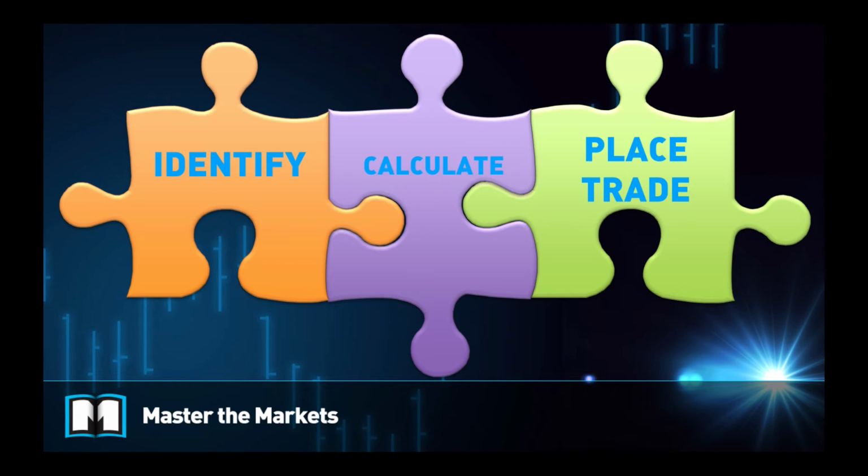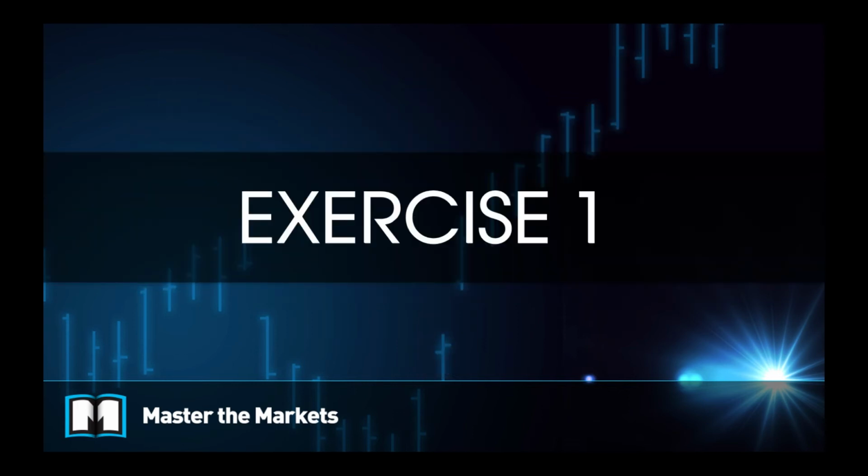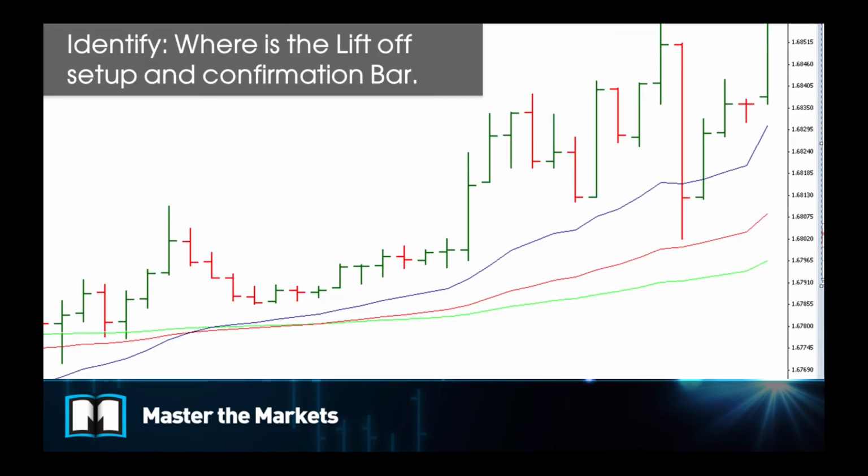Let's start by looking at the identify section. We'll work onto that first in exercise 1. So this is exercise 1, and let's have a look at the chart. Your objective on this chart, and you can pause the video here, is to identify exactly where the Liftoff setup bar and confirmation bar are. Best thing to do is take a piece of paper, draw out where you see the setup, why it's a setup, and write some reasons around why you feel that's a setup. And then of course check the model answers on the other video to check your answer.